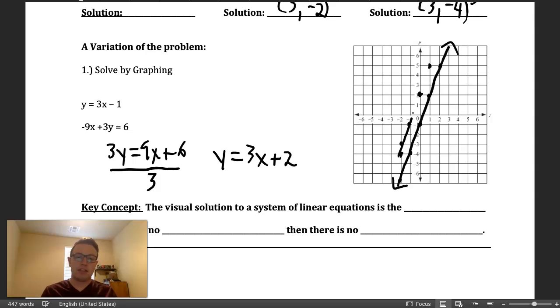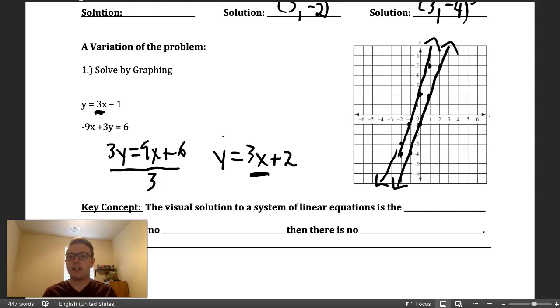Now when we graph this, we're looking at this. Where will these intersect? It's a trick question. The answer is nowhere. We have two parallel lines here. Remember, parallel lines are determined by having the same slope. So if we have two parallel lines, they're not going to intersect.